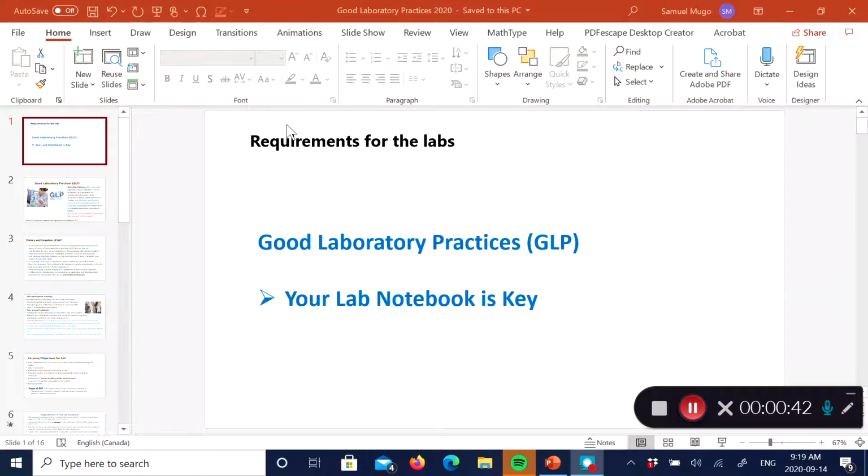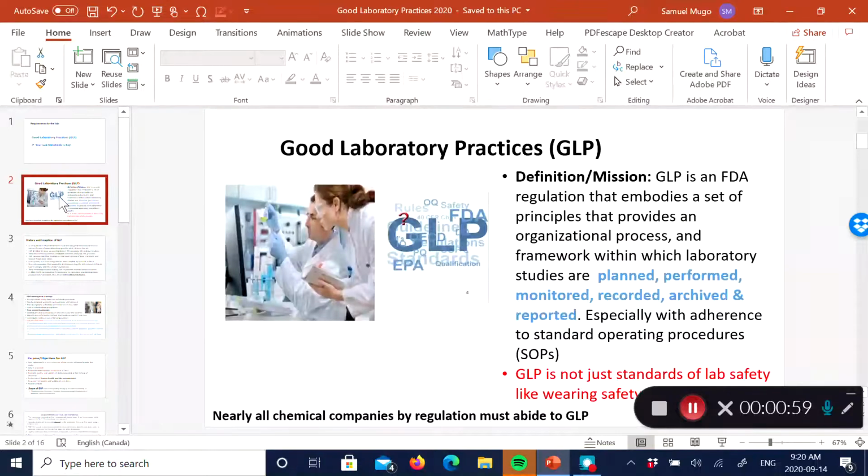Now, the emphasis of my lecture today is the importance of the lab notebook as a major component of the Good Laboratory Practices. Let me explain where the Good Laboratory Practices started, the origin of the Good Laboratory Practices, as well as its mission.